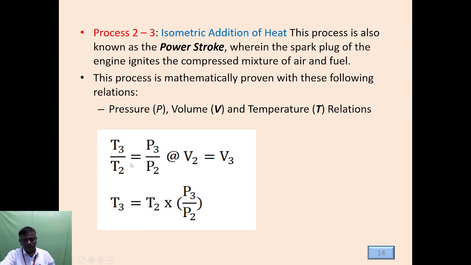When we work it out, the volume is constant, so volume cancels. We get the relation T3 by T2 equals P3 by P2. From that, temperature T3 equals T2 into P3 by P2. P3 by P2 is the pressure ratio of this cycle. T3 is the peak temperature of the cycle, the maximum temperature of the cycle.